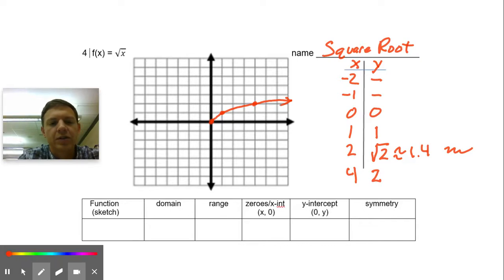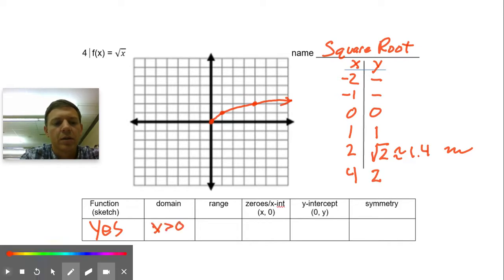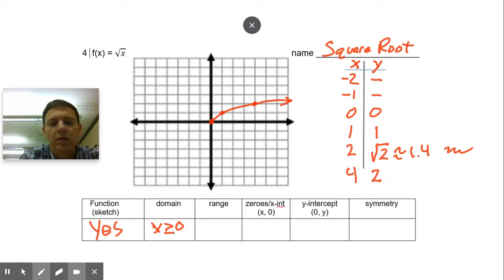So you ask yourself, is this a function? Okay. Yes, based on the sketch, this is a function. What is the domain? X has to be greater than 0 here. Okay, we can't go into the negative numbers, but we can include 0. Should say greater than or equal to 0. The range, based on this graph, y also has to be greater than or equal to 0.